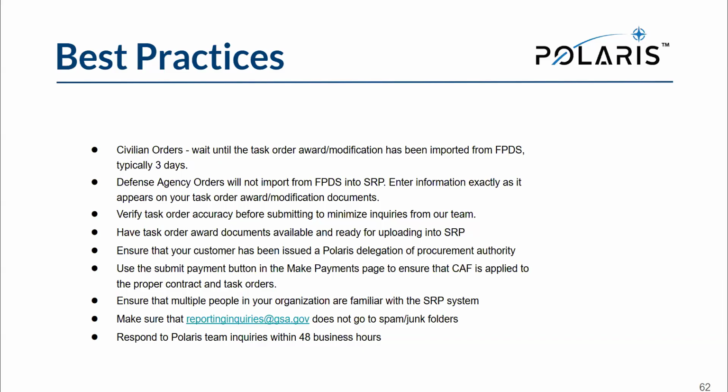Ensure that multiple people in your organization are familiar with the SRP system. Make sure that reporting inquiries at gsa.gov does not go to spam or junk folders. And respond to Polaris team inquiries within 48 business hours.